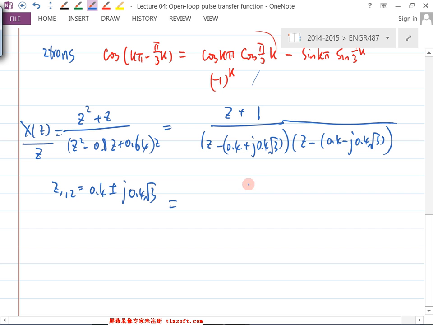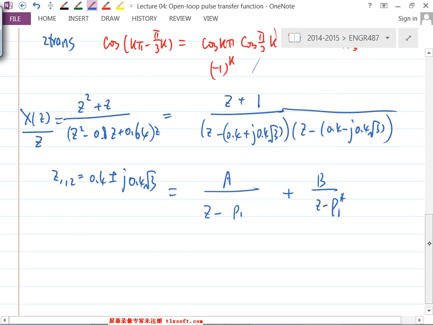So if I want to apply that partial fraction expansion, I get A over Z minus the first pole, called P1, and B over Z minus the P1 conjugate, right? So how do I find the A and the B? A and B are actually called the residuals.